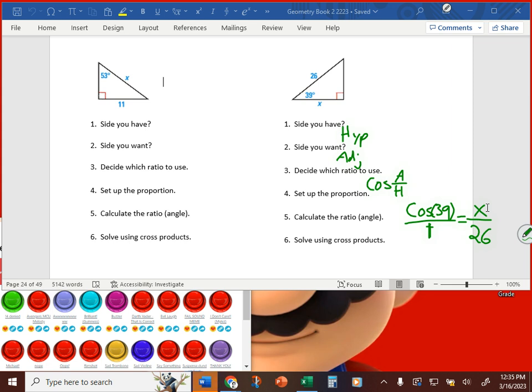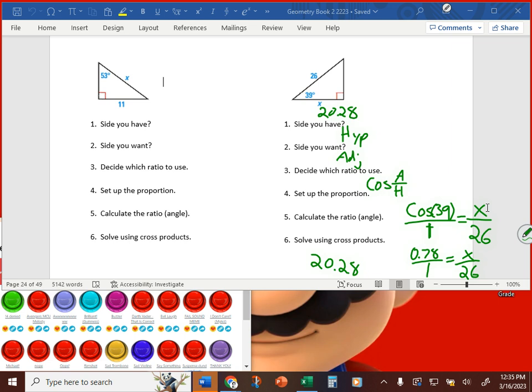And then what is cosine of 39? 0.78. So 0.78 over 1 equals x over 26. Essentially, you're just finding 78% of 26, or 0.78 times 26. And what do you get? 20.28. Okay? Which, hey, it's less than the 26, which has to be the longest side. That makes sense. It's a reasonable answer.